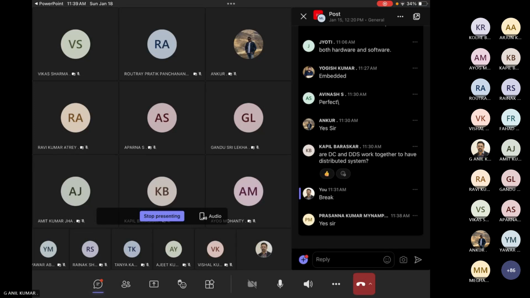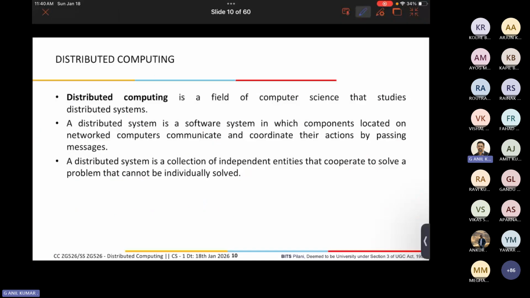Can we go ahead? Yes, sir. So let's now get into the definition of what distributed computing is. Distributed computing is a field of computer science that studies distributed systems. A distributed computing system is a software system in which components located on networked computers communicate and coordinate their actions by passing messages. Very important line.